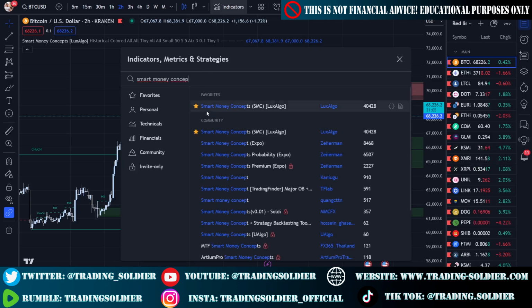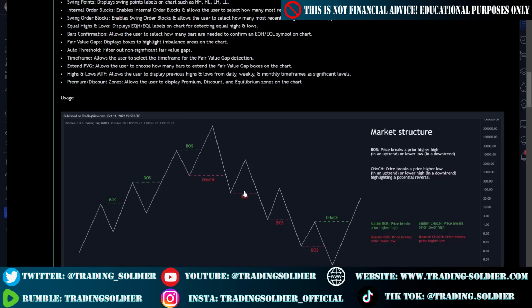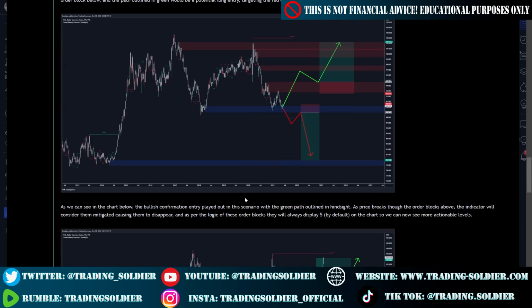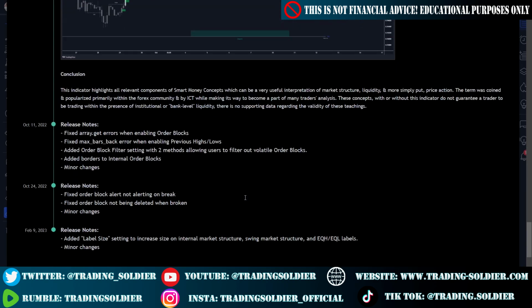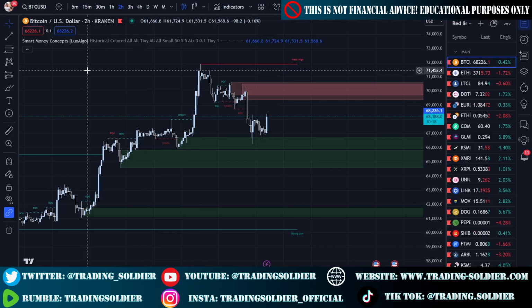And you can see here that we have the Smart Money Concepts SMC by LuxAlgo that has 4,400 downloads or people that are using this indicator. And here is a little bit of explanation on how this indicator works and all the functionalities that it has. I recommend you, before using this indicator, to read this guide that LuxAlgo provides in the indicator because it's very useful.